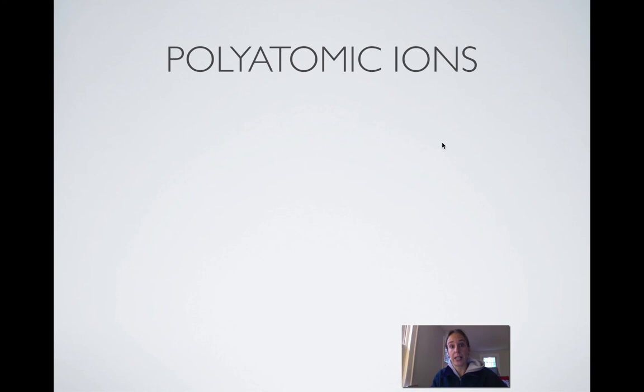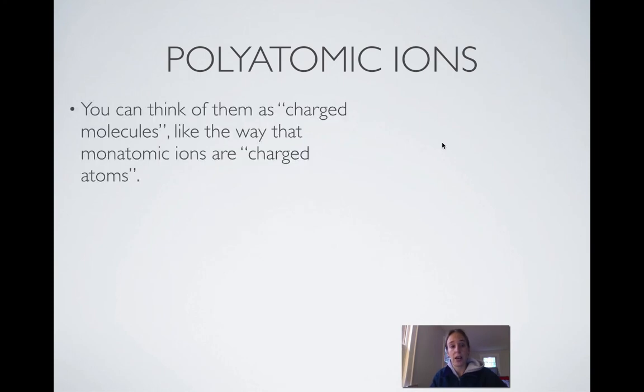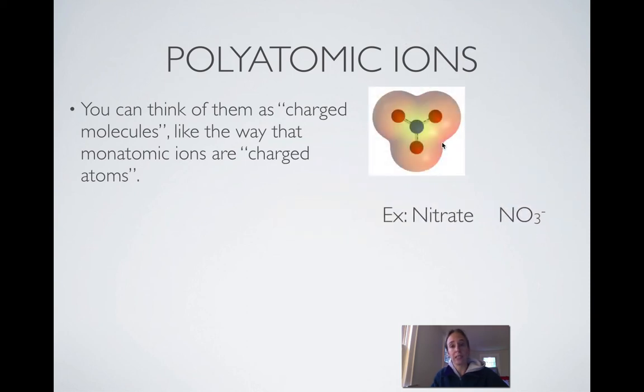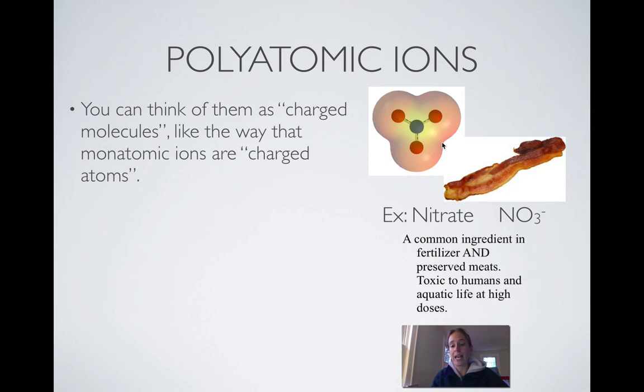Okay, polyatomic ions. As we discussed, these are groups of atoms that have an overall charge, and I like to think of them as charged molecules, just the way that monatomic ions are charged atoms. An example of this is nitrate. Nitrate has the formula NO3 negative, and it's a common ingredient in fertilizer as well as preserved meats like bacon. Don't mean to make you hungry during this lecture, but nitrate is just a preservative, and so it's found in some of those meats.